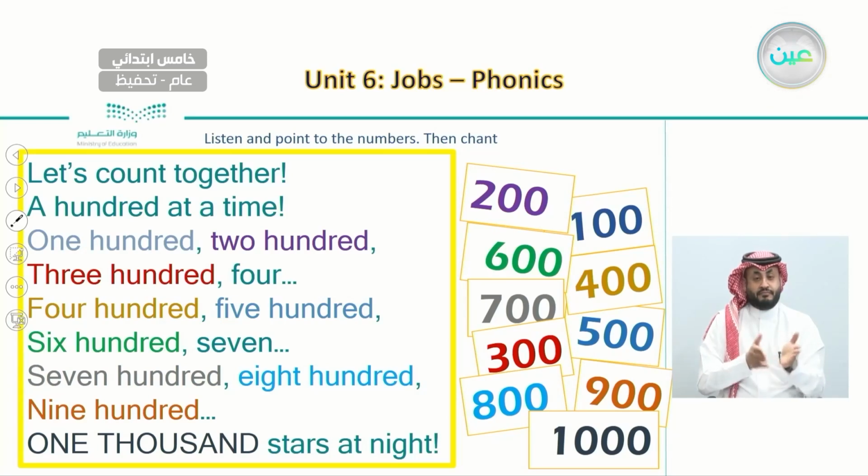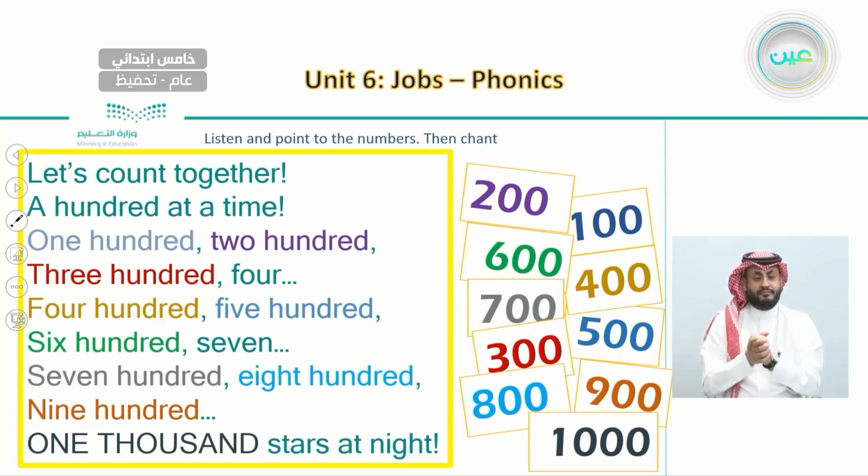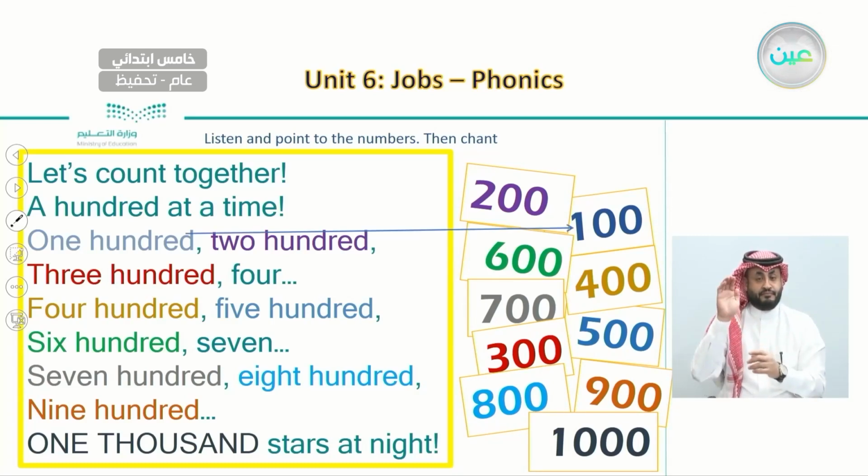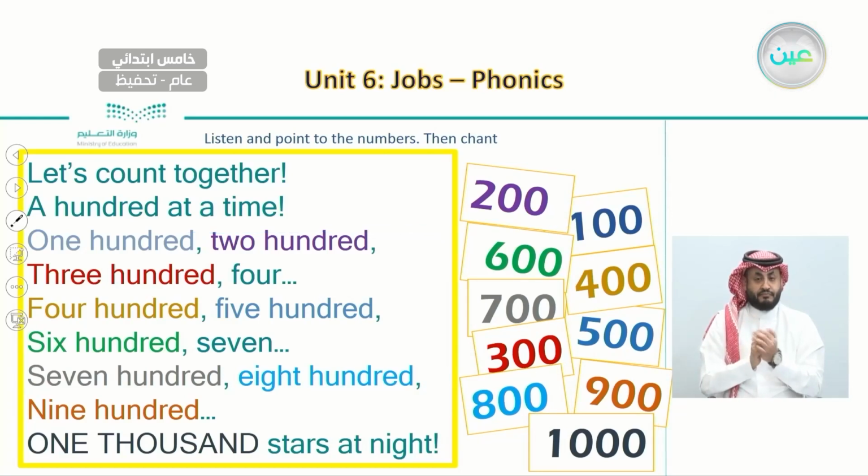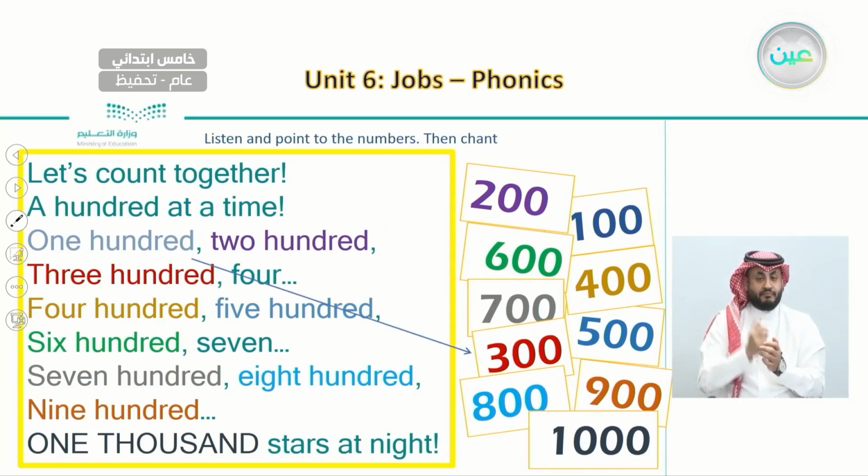Now, let's read it again, and this time we are going to point at each number. So we'll start with the first one. Let's count it together. So, 100. This is the card of 100. And then we have 200. And we have 300. This is, point with me, this is 300.